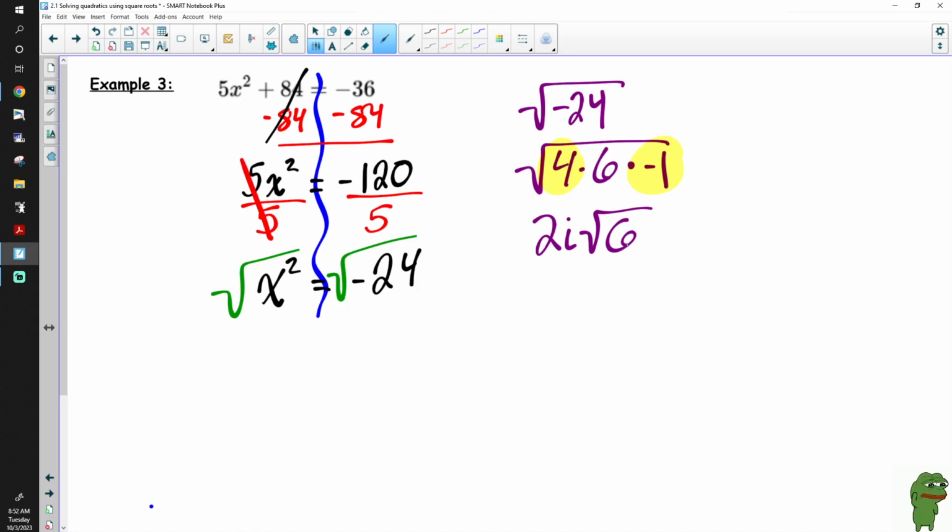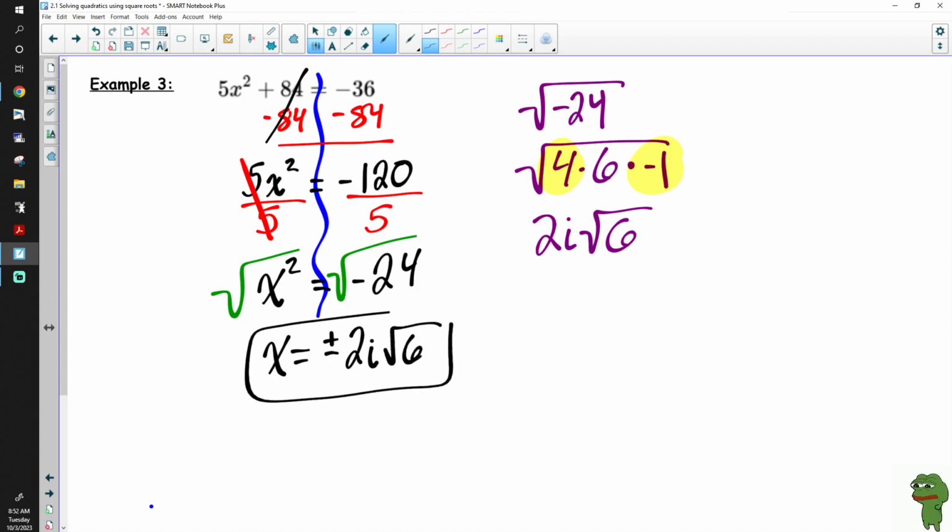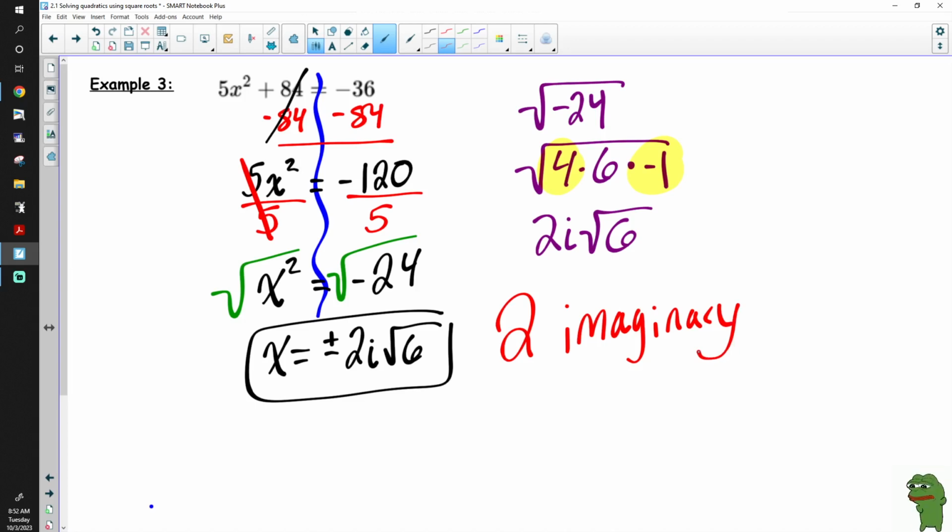Okay, so now I'm going to write my final answer, and I'm going to be very careful, not just randomly write stuff down. It's x equals, don't ruin my day, say it, plus or minus 2i root 6. 2 imaginary, positive 2i root 6 and negative 2i root 6. Yay, we did it. Next.